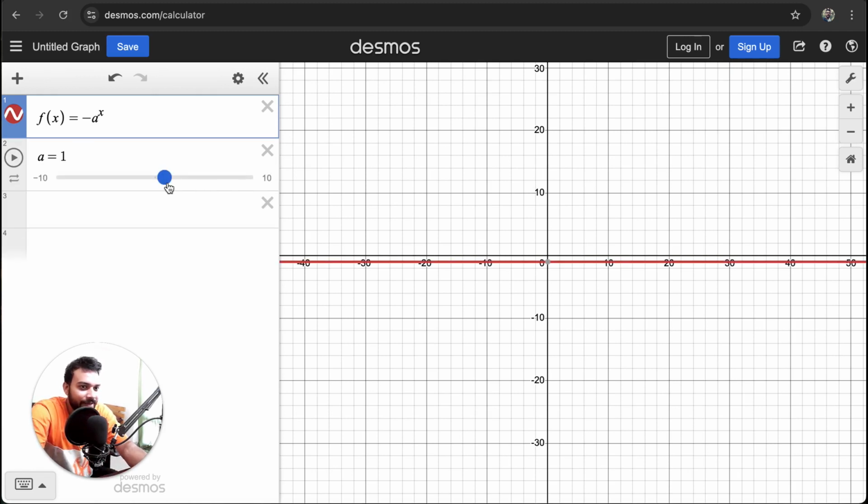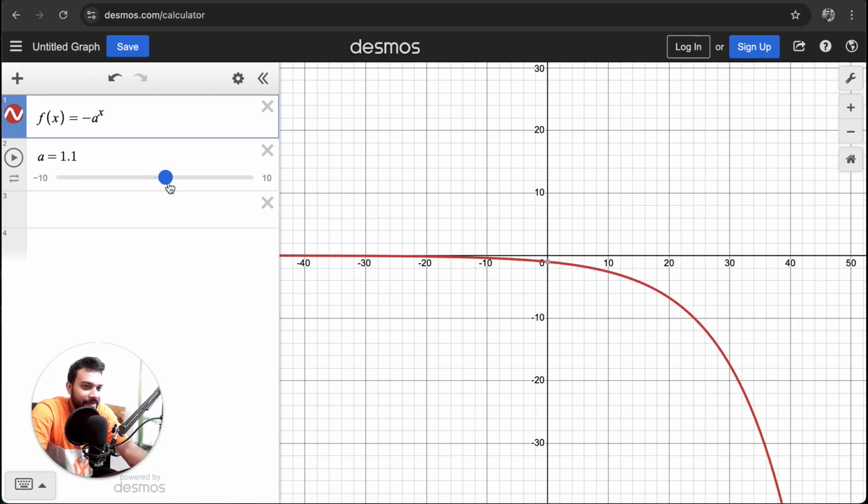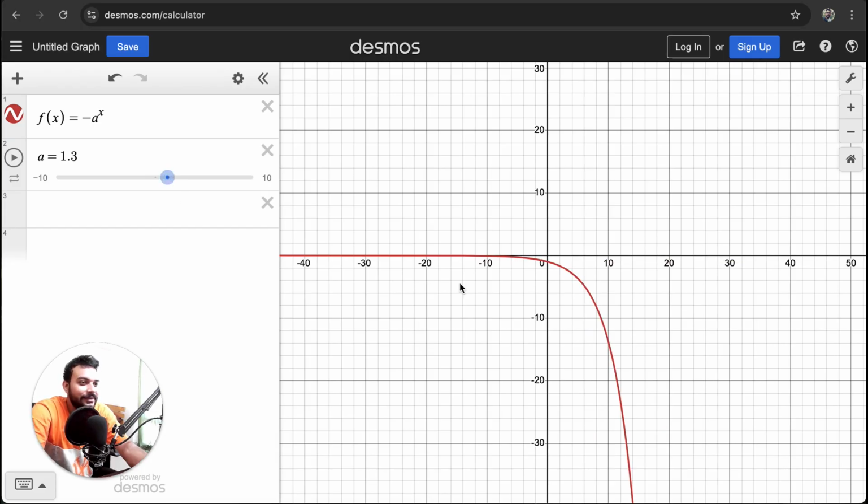The moment we add a minus and put this, so a is equal to 1, that is fine. As I increase the a, you see, a is equal to 1.1 or 1.3, let's say. This is how the function behaves when the base is negative and the power is as usual, x. Since it's a negative number, so negative 1.3 raised to the power something. As you keep on increasing the x, the magnitude will increase, but in the negative direction. That's why you see the increasing in negative y zone. So overall it's still a decreasing function.